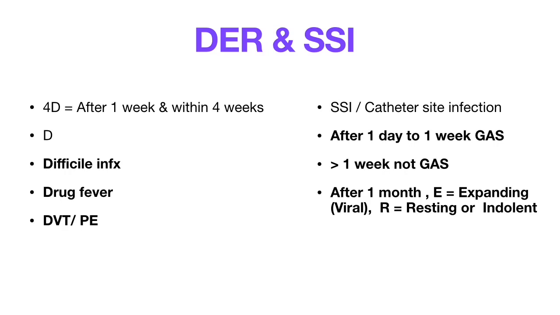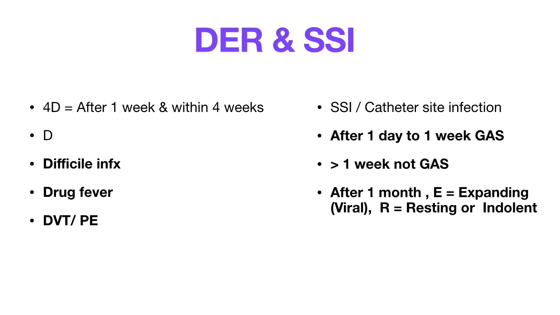Here 4 means 4 weeks or within a month. D means Clostridium difficile infection, drug fever and DVT. Surgical site infection or catheter related infections usually appear after 1 day of surgery and within the first week, mostly GAS, meaning group A streptococcus or gas gangrene. After 1 week other organisms are responsible for SSI or catheter related infections.